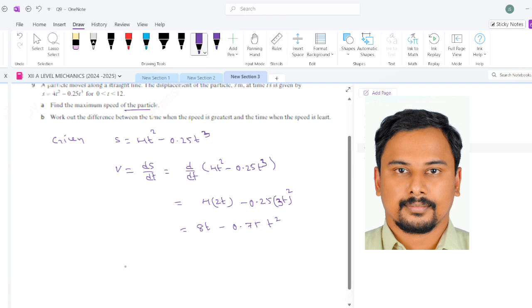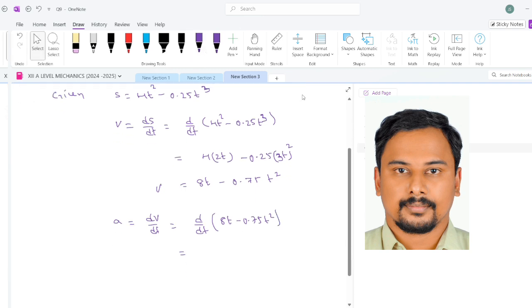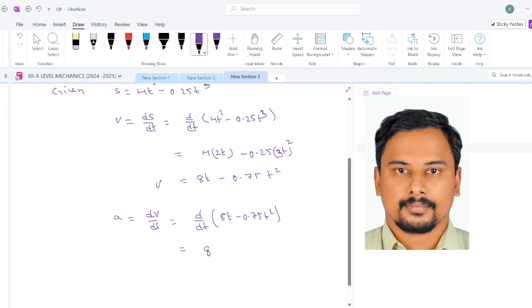Now we got the velocity. Differentiate again, dv by dt. That means d by dt of 8t minus 0.75t squared. The derivative of 8t is 8, a constant, minus 0.75 into t squared, which becomes 2t. So that becomes 8 minus 0.75 into 2, that is 1.5t, which is equal to the acceleration.